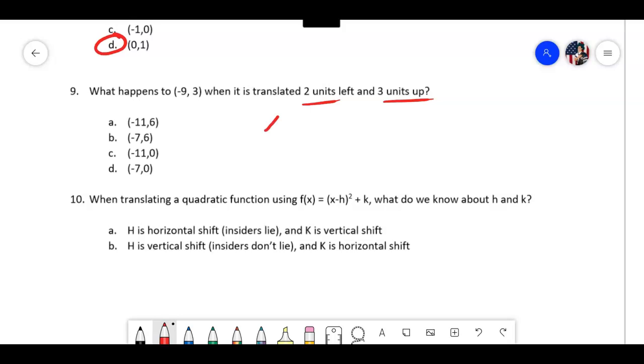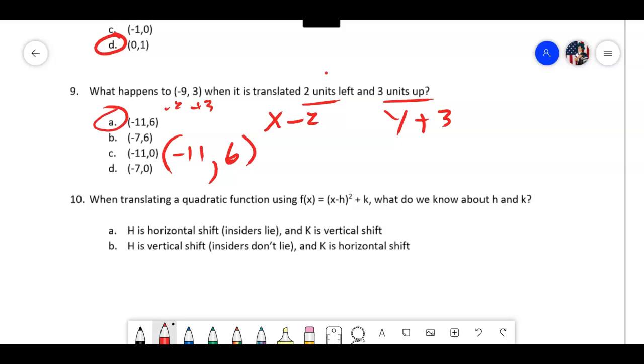So to the left, take the x value, and left, so subtract 2. Y value, 3 units up, add 3. Okay, so negative 9 minus 2, and then 3 plus 3. So negative 9 minus 2 is negative 11, and 3 plus 3 is 6. So negative 11, 6 will be our best answer. So you're just applying these to these, okay?